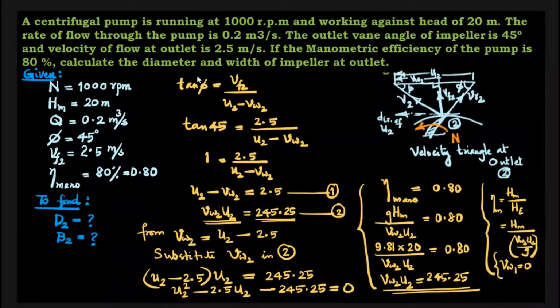What you can do now is you start from the velocity triangle, outlet velocity triangle, get an expression for phi. So tan phi is equal to Vf2 divided by U2 minus Vw2. So tan 45 is equal to 2.5 divided by U2 minus Vw2. So U2 and Vw2 both are unknown. So we will get an expression, that's all. So U2 minus Vw2, that is 2.5. Okay, so that is the expression you will get. The difference between U2, tangential velocity of the vane at outlet, and the whirl velocity of the liquid at outlet. So U2 minus Vw2 is equal to 2.5. Let it be equation number 1.